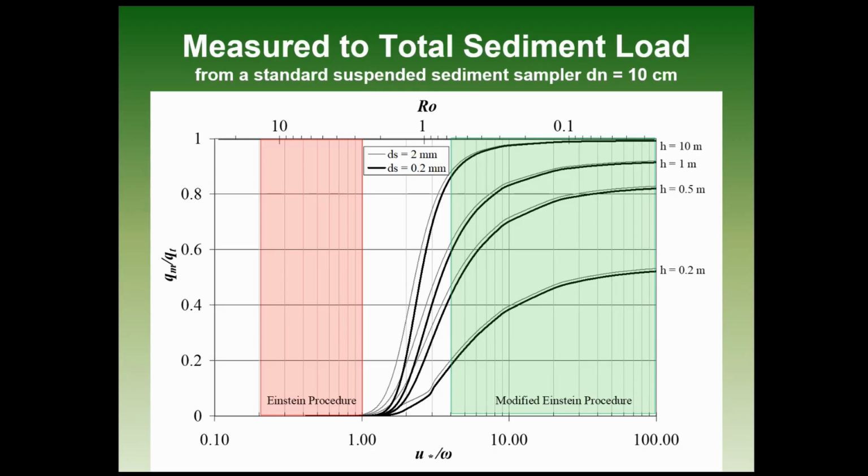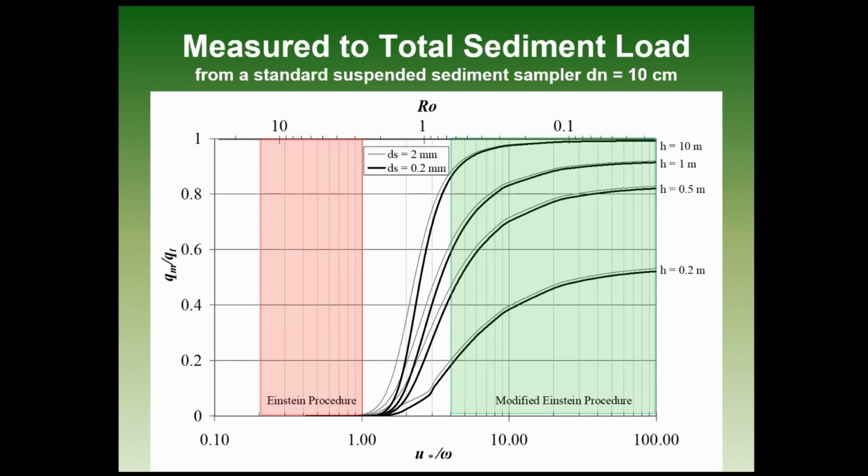If you're in this zone here, you're wasting your time measuring from the top down. Using modified Einstein is a total waste of time. Use a Helley-Smith, use a sediment trap or something else in your stream, because it's all bed load, right?